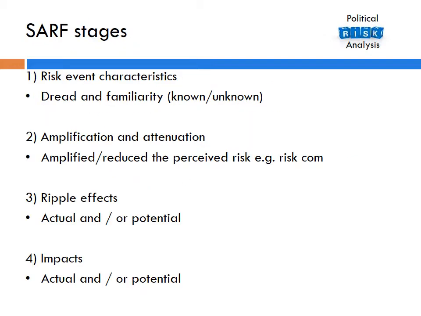There are 4 key parts to SARF. First, the risk event characteristics such as the degree of dread and familiarity, known and unknown, of the risk. You can refer back to the risk perception matrix in Unit 2 for details on these. Second, amplification attenuation stations that amplify or reduce the perceived risk, e.g. risk communication. Third, the ripple effects, both actual and or potential effects. And fourth, impacts, again actual and or potential.